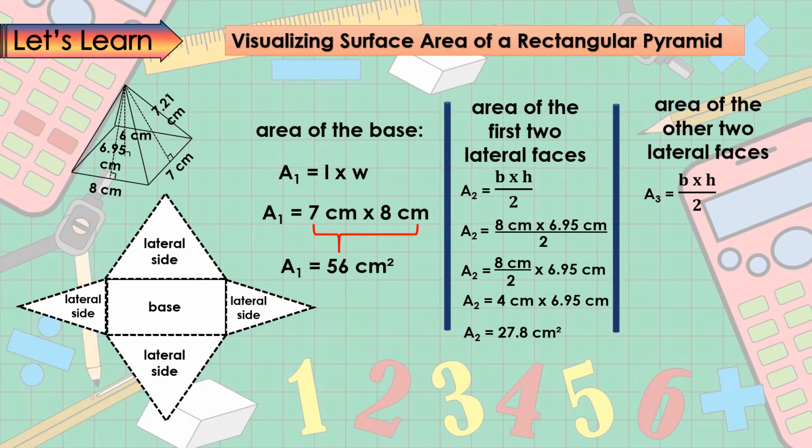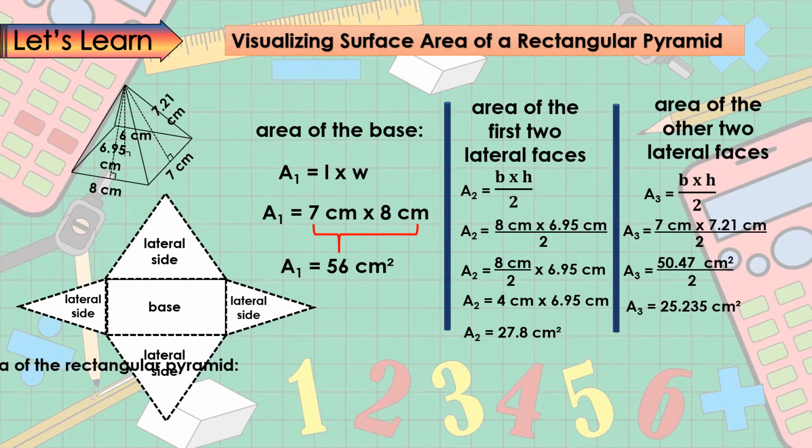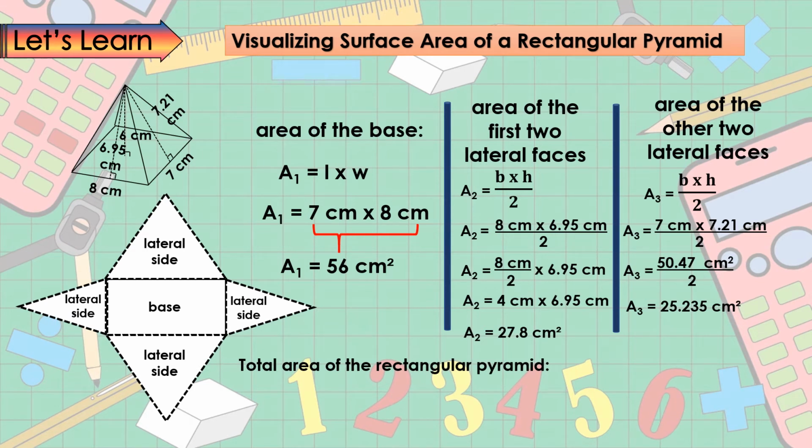Next, for the other two lateral faces, we are going to use also the formula of A equals base times height over 2. We are going to substitute the values. So we have 7 centimeters times 7.21 over 2. Now, we are going to multiply first 7 and 7.21. So we have 50.47 centimeters squared over 2. So we will get a value of 25.235 centimeters squared.